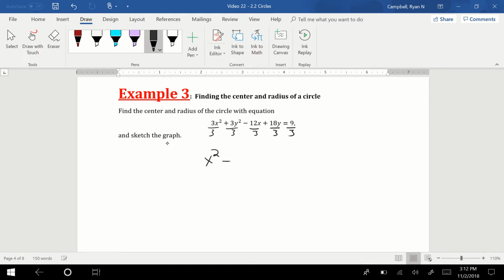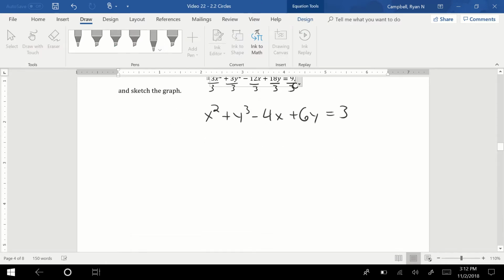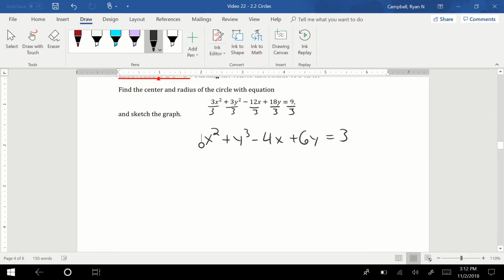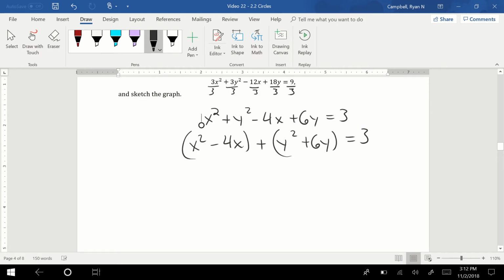So we got x squared plus y squared minus 4x plus 6y equals 3. All right. So now we've got to combine our x's and combine our y's. So we have x squared minus 4x plus y squared, sorry, that should be a squared, plus 6y. All right, so are we done?